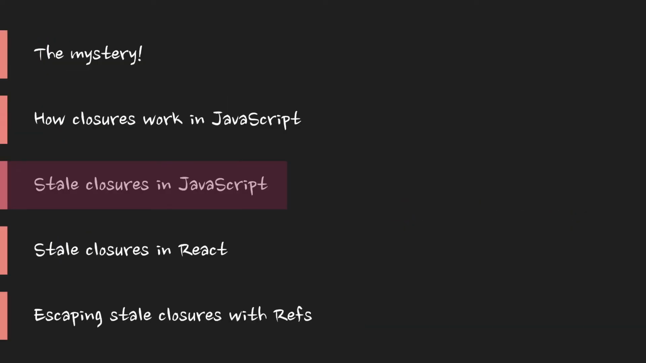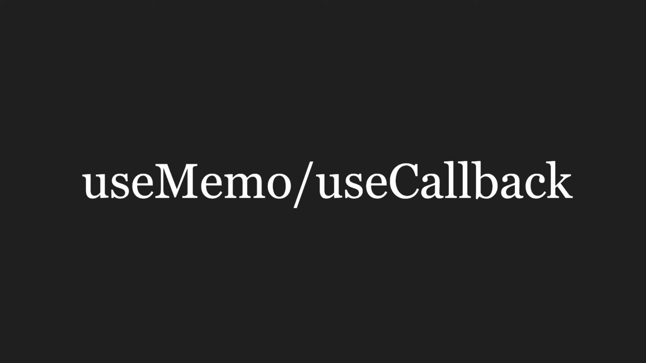In React, it's quite easy to create a stale closure by accident. Every function that we pass to anything that preserves values between re-renders can potentially create a stale closure. The most obvious example here is, of course, memoization. The useMemo and useCallback hooks.